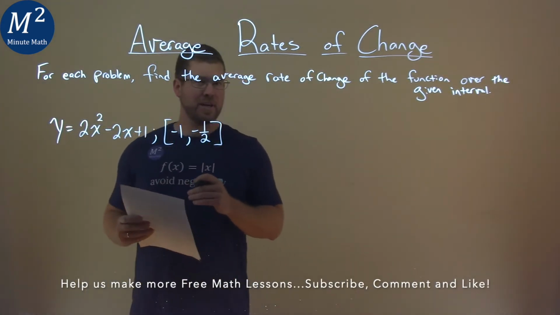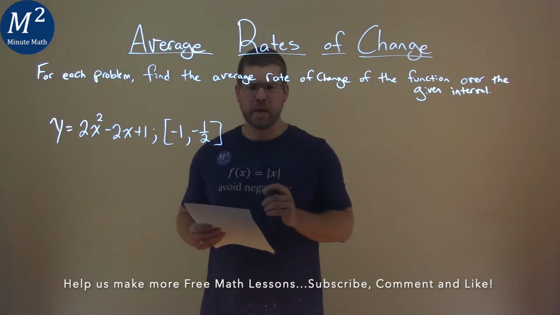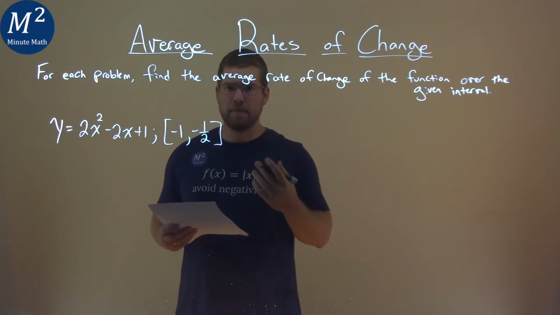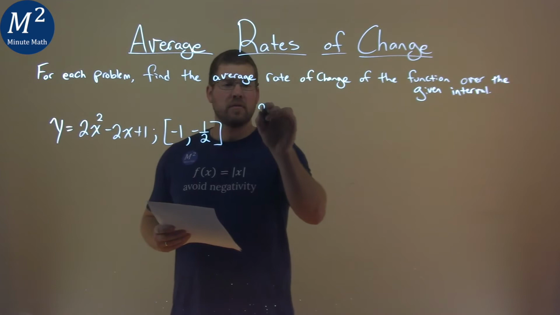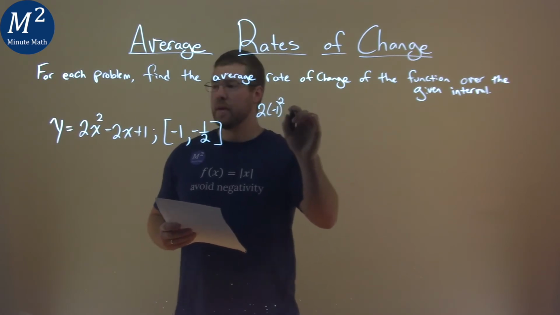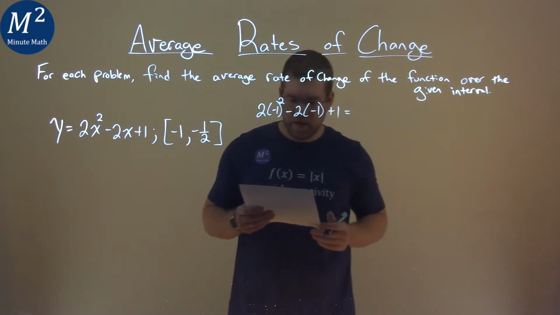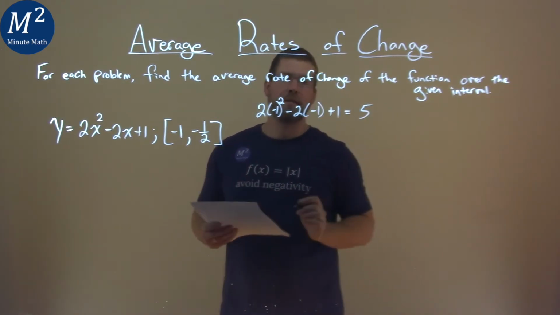We're given this problem right here, y equals 2x squared minus 2x plus 1, and we want to find the average rate of change over the interval from negative 1 to negative 1/2. Well, these are our x values, and so we need to find the corresponding y values there. So I'm going to take my negative 1 and plug it into my equation here. 2 times a negative 1 squared minus 2 times a negative 1 plus 1. And that comes out to be, when we do it all, a positive 5.